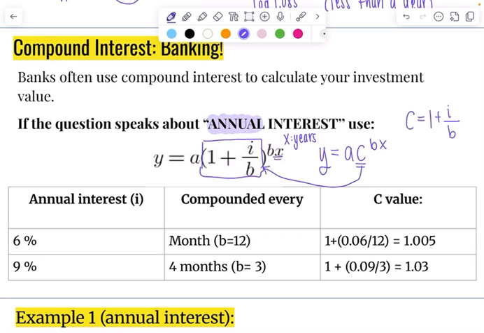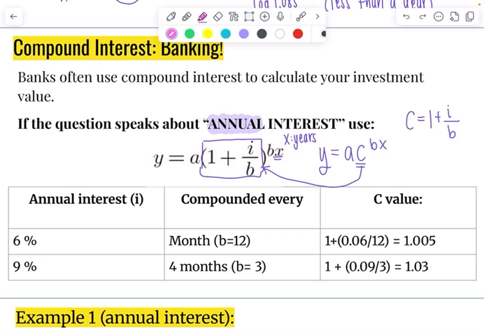Now, if it's compounded every month, if that annual interest is compounded every month, then it's happening 12 times per year. So your B value would be 12. If the compound is happening every 4 months, right? So every 4 months would be here, your B value would be 3 because it's happening 3 times per year, right? So after 4 months, after 8 months, after 12 months, that's 3 times per year.